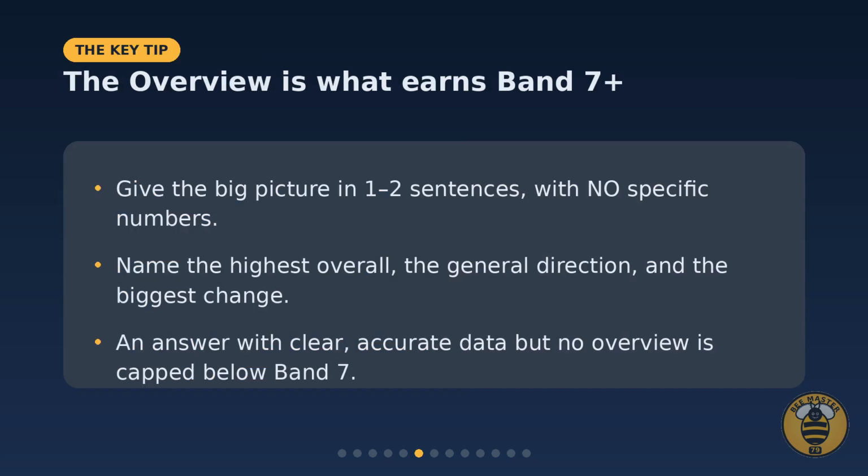Here is the single biggest tip. The overview is what earns Band 7 and above. Give the big picture in 1 or 2 sentences, with no specific numbers. Name the highest overall, the general direction, and the biggest change. An answer with accurate data but no overview is kept below Band 7.